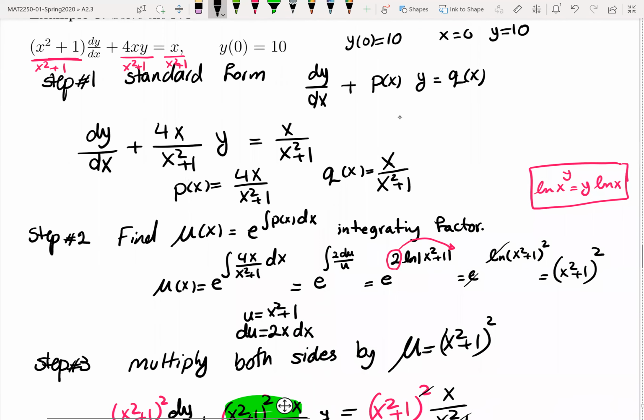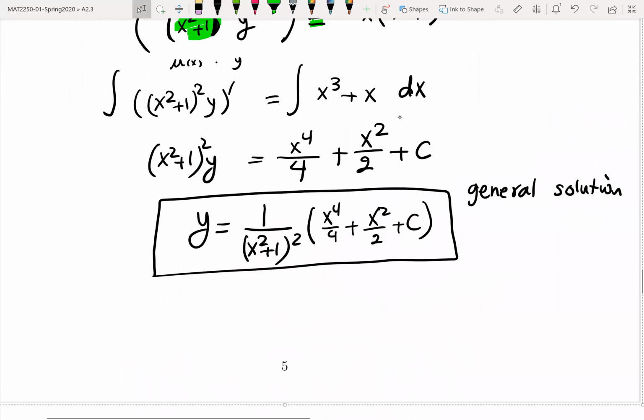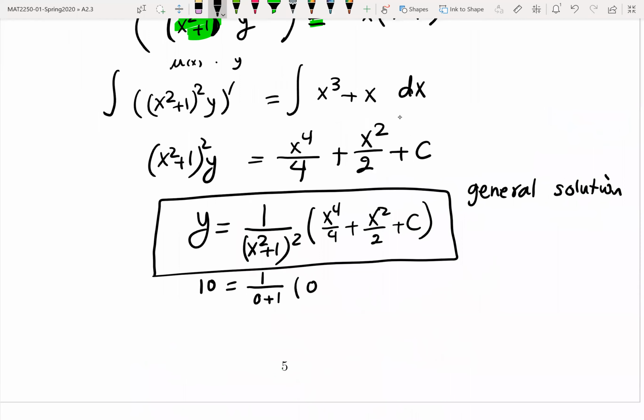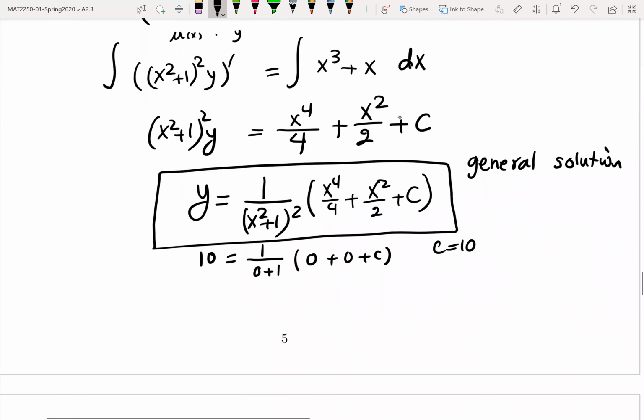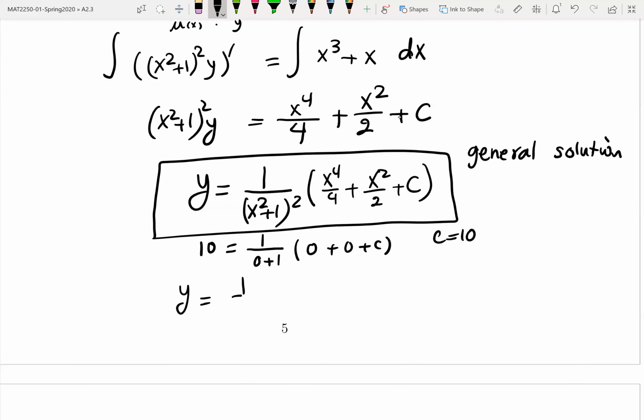One more time, let's just check it. x was 0, y was 10. So 10 equals 1 divided by 0 plus 1, and then 0 plus c. So then c is 10. Yeah, that's easy. It was easy to forget about that initial condition.